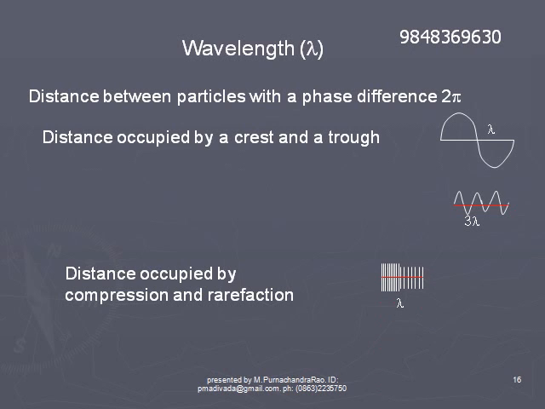Similarly, in the case of a longitudinal wave, it is the distance occupied by a compression and a rarefaction. The distance occupied by a compression and a rarefaction will be equal to the wavelength lambda, or the distance between two successive compressions, or the distance between two successive rarefactions. Like this also we can define the wavelength lambda in the case of a longitudinal wave.